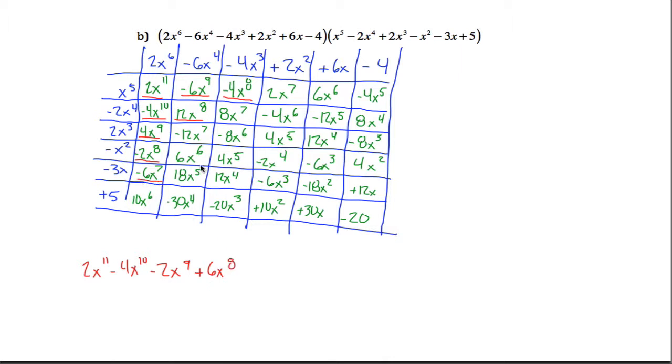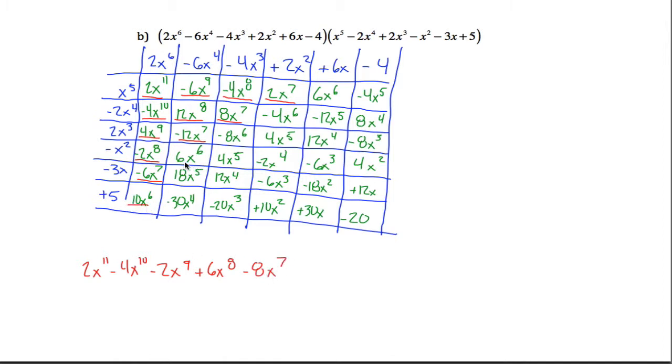7s, I got negative 6 and negative 12 gives me negative 18. Positive 8 gives me negative 10. Positive 2 gives me negative 8. Did I say that right? I think I said that right. Negative 8x to the 7th.